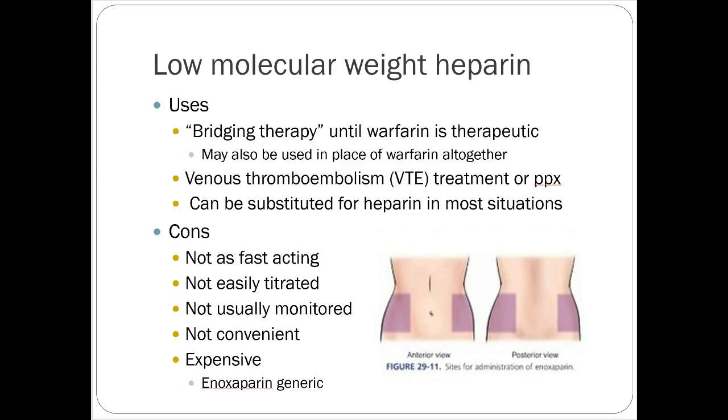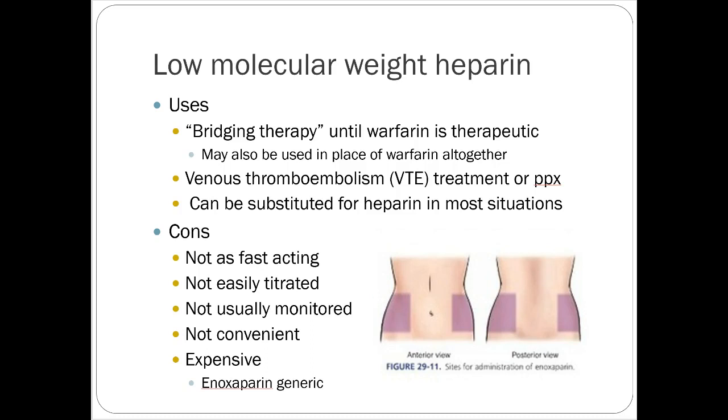Again, you can substitute this for heparin in pretty much any situation. These have broad indications, but because they come in pre-filled syringes, they're pretty expensive, even though they're generic, and they're just not used as often for that reason. But they are really convenient. Not as fast-acting as heparin, about 4 hours for onset. Titrating is impossible, basically, because you have 12-hour intervals. Once you've given somebody the drug, they're stuck with it for a while.